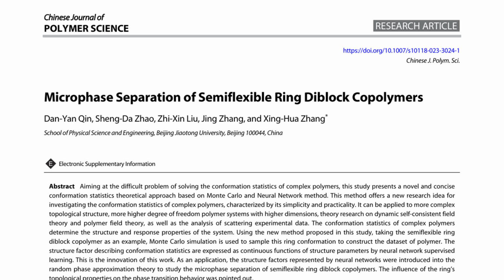The structure factors, which describe the conformation statistics, are then expressed as continuous functions of structure parameters using neural network supervised learning. This innovation allows for the analysis of the microphase separation of semiflexible ring Diblock copolymers by incorporating the neural network representation of structure factors into the random phase approximation theory. The authors also point out the influence of the ring's topological properties on the phase transition behavior.